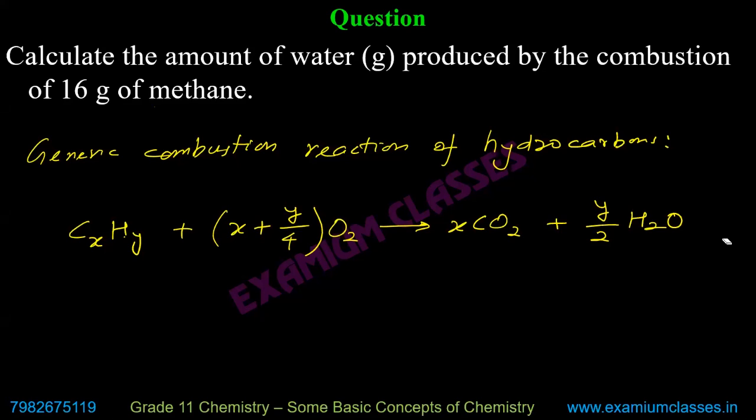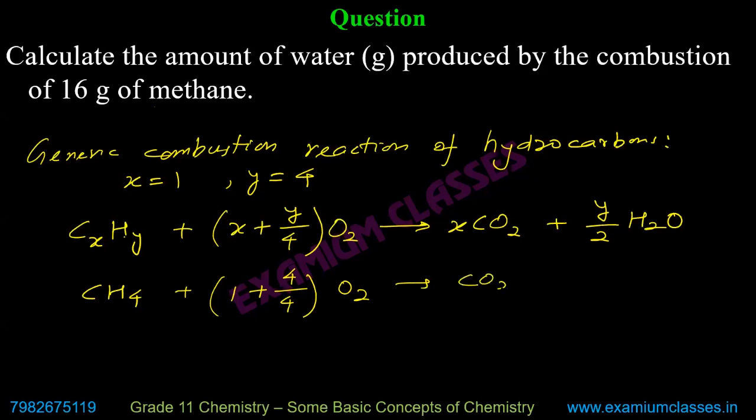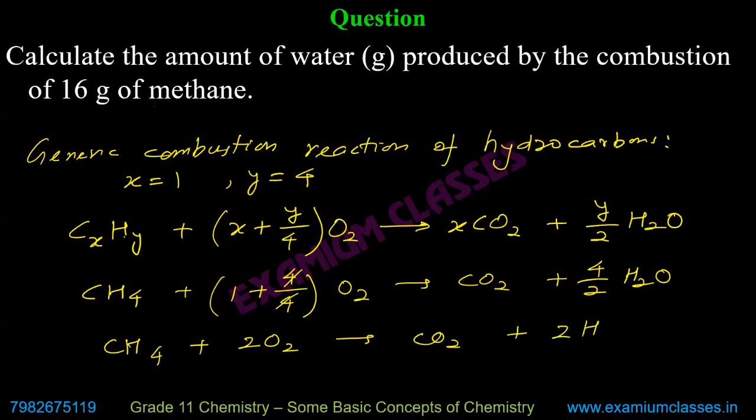Now, if you apply that for CH4, methane, what is x? x is 1, y is 4. x is 1, which is not written, y is 4. So write here 1 plus 4 divided by 4, O2 will give you x is 1, so CO2, plus y is 4, meaning you will get CH4 plus (1 plus 1) 2 O2 will give you CO2 plus 4 by 2, 2 H2O. This is the same reaction if you see.